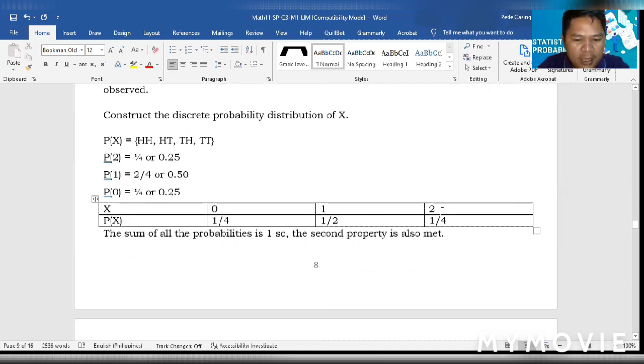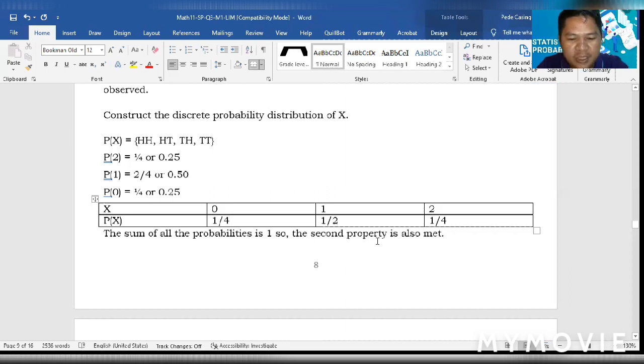X is 0, 1, 2. Okay, for our P of X, we can have probability. So you write here 1/4, 1/2, because 2 over 4, that is 1/2. Then you write 2 is 1/4. So pag 0, 0 is 1/4, 0 probability of X, 1/4. Sa 1, mayroong 1/2. Sa 2, ito is 1/4. So if you are going to add, to get the sum of all the probabilities, 1/4 plus 1/2 plus 1/4, that is equal to 1.